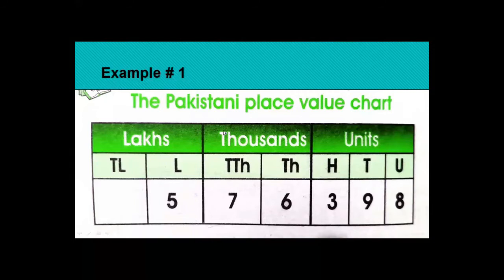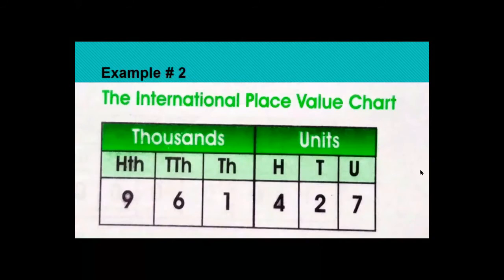Here you see, this is the Pakistani place value chart. Okay, now come to the next slide. This is shown as the international place value chart. In the international system we group digits in threes. So 7 comes under the place of units, 2 under the place of tens, and 4 under the place of 100. One group is completed here.